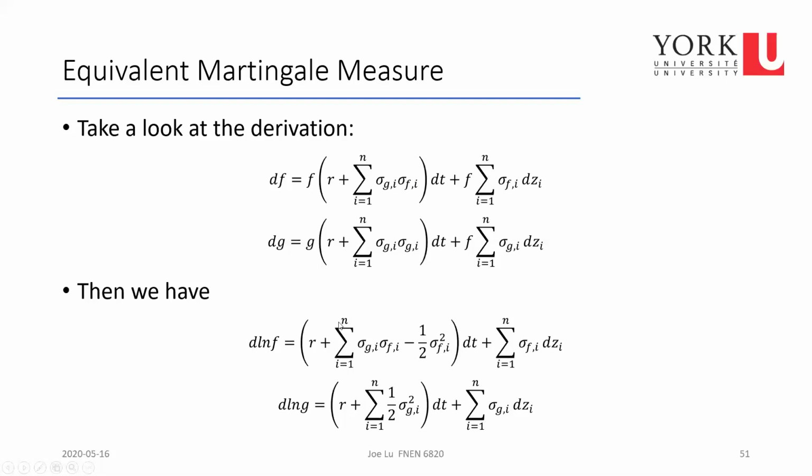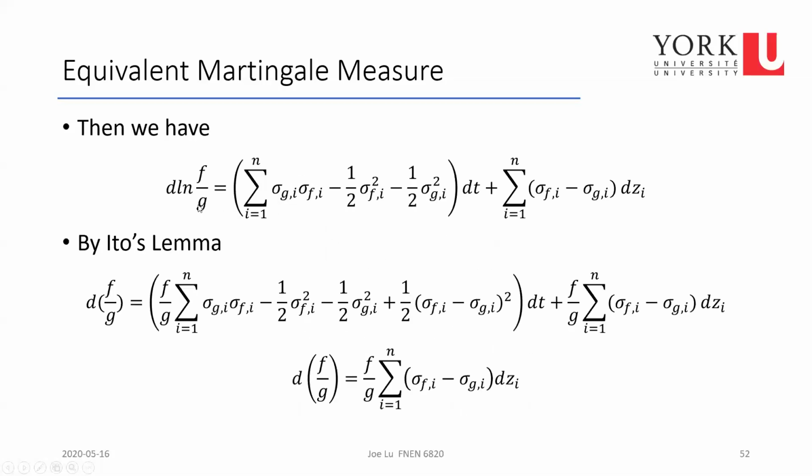Okay. Now, once you have defined it this way, you can just go through the same approach we have done before. Now it's just with multi-factor. So you can take the log of f and the log of g, and then look at what process log f and log g follow. And this part relies on Ito's lemma. So you use Ito's lemma to derive this.